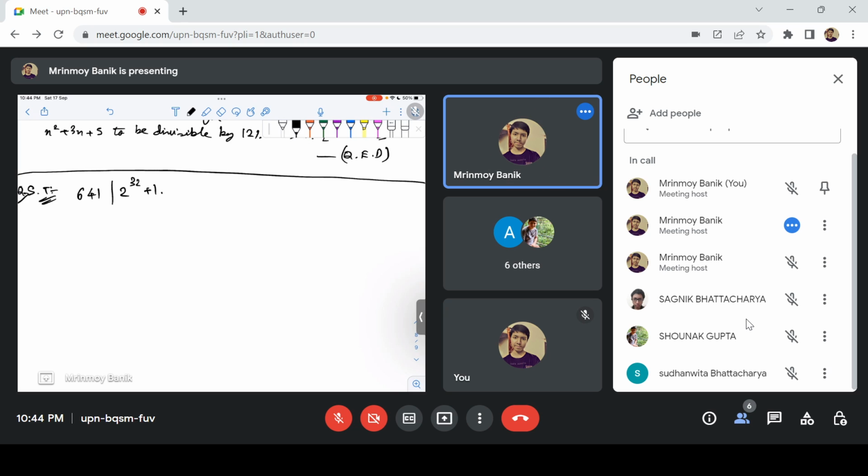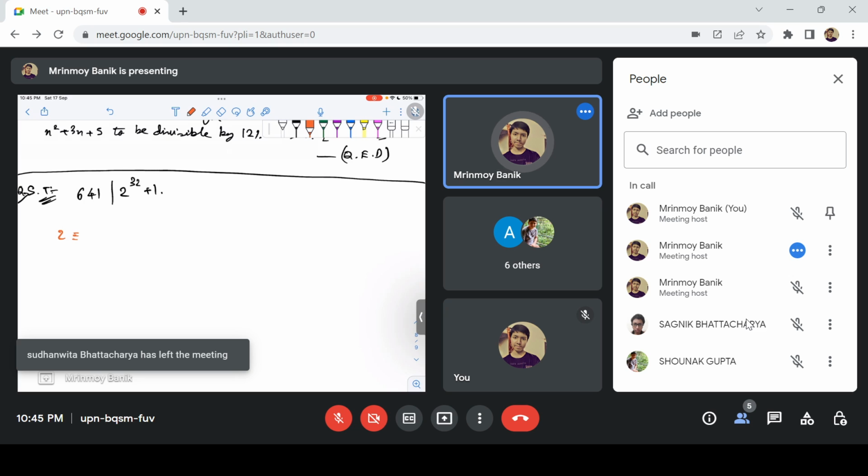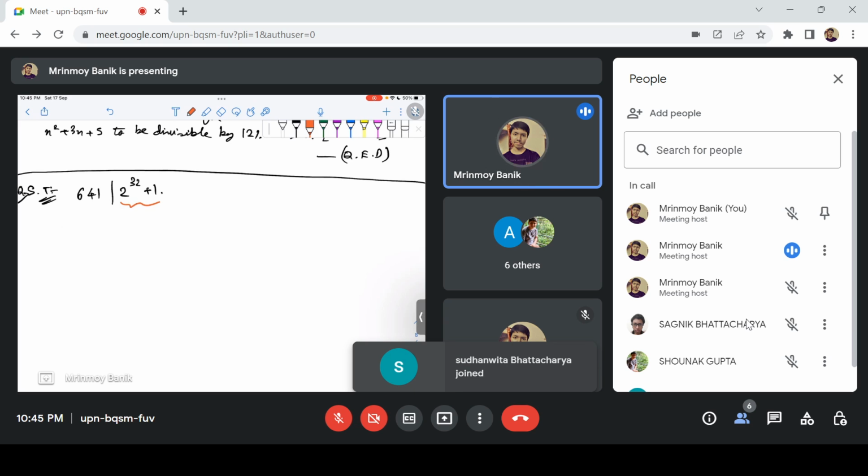Okay, so this is not that easy a problem to approach. If you just want to simplify and try to find some power of 2 which is equal to minus 1 or plus 1 mod 641, then that's a good approach, but it will take some time. A more elegant way is probably to observe this is the fifth Fermat number.